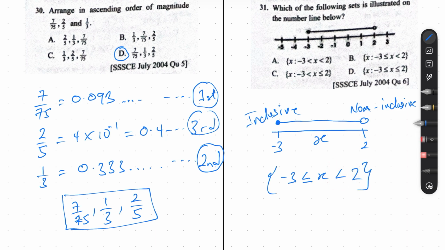So this is our set. I think we have to end here. But then what is our answer? Our answer is -3 less than or equal to x less than 2. Where is it in our solution? It is B. So let's circle B, right? So that is our answer.